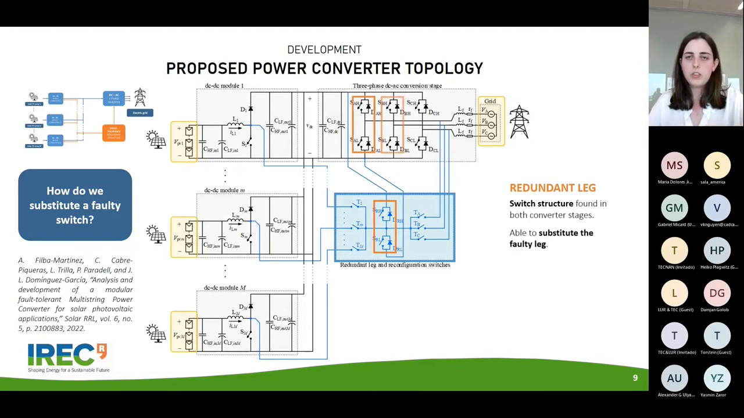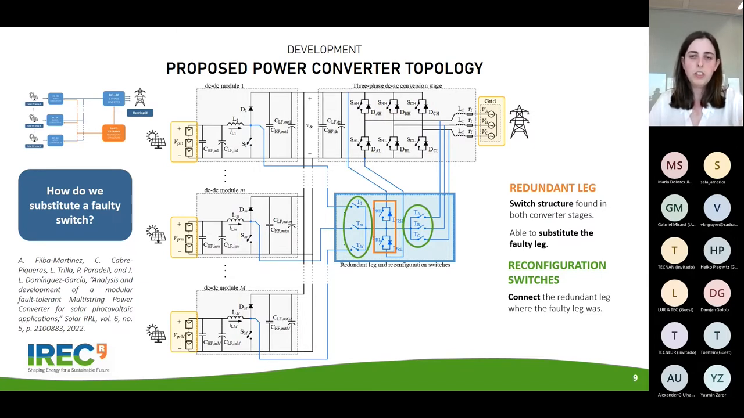And as you may have noticed, it is a structure that repeats over all the converter in both the DC-AC stage and the DC-DC modules. As this structure is repeated in all the converter, we are able to substitute the faulty leg or the faulty structure whenever the fault occurs. And how do we do that? Well, we use reconfiguration switches that are able to connect the redundant leg to the middle point of where the faulty leg was. But just to point out, this circuit, this technology is now being patented, so we could say that it's quite innovative, at least for it being of interest to be patented.